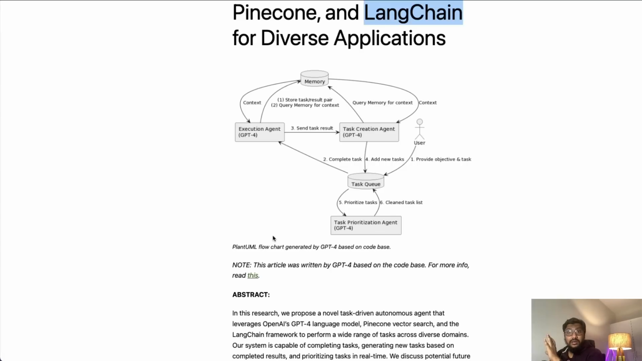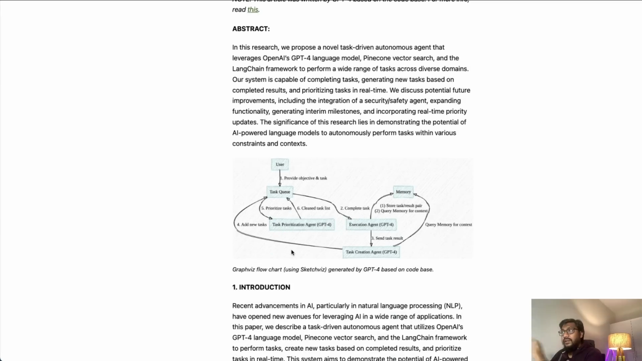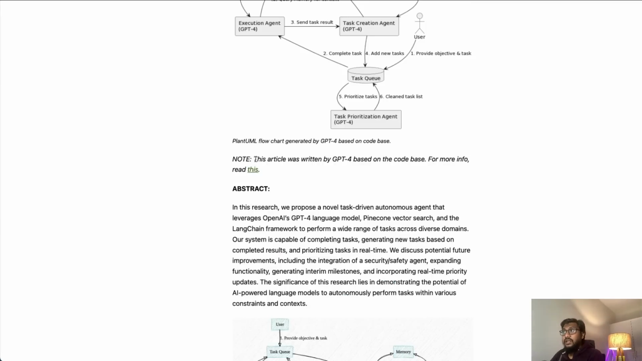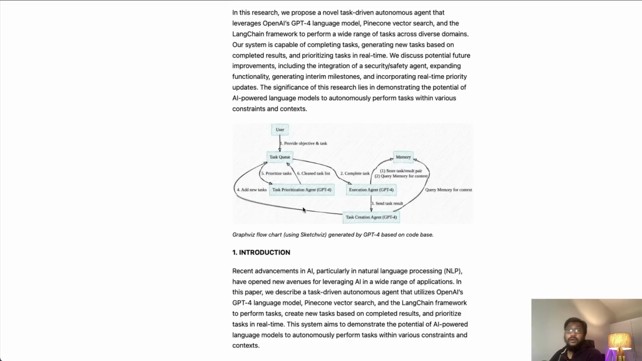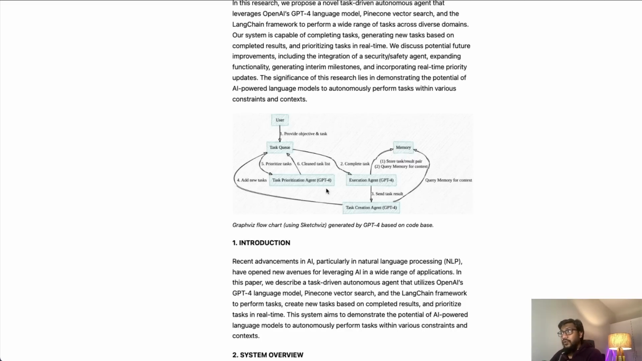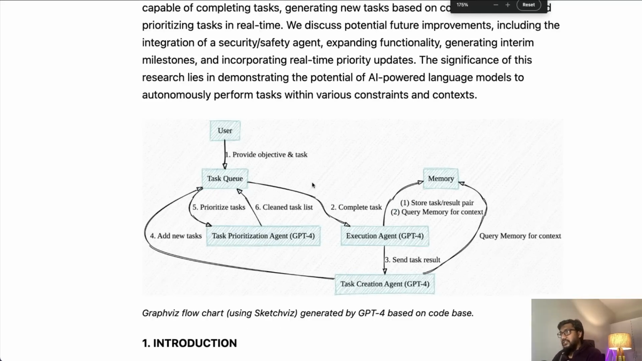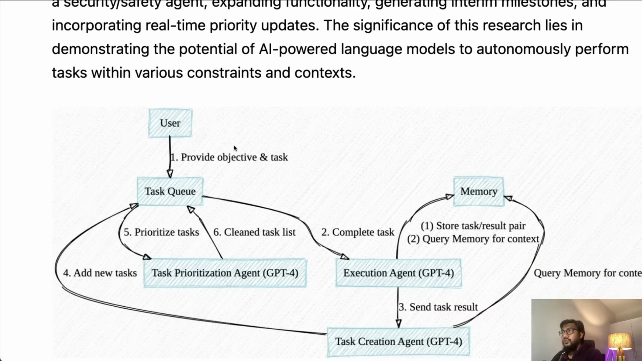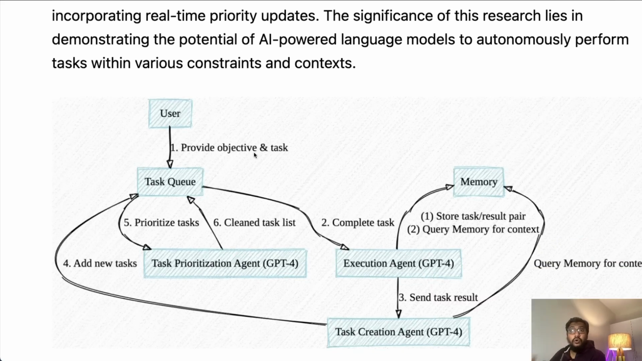So this is a very simple chart that represents how it works. You can definitely read this article. Very surprisingly, this article was also written by GPT-4 from the code base the author has created. Once again, if you want a very linear workflow, you can have a look at this. So what does it say? The user comes in, and then the user provides a task. So I'm going to say, I want all the information about John Wick. That's the task that I'm going to give.